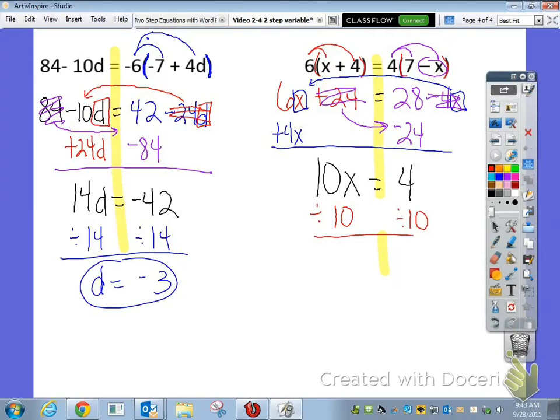And remember, you always enter from the top down. And when you enter 4 divided by 10, you're going to get 2/5. Don't be afraid to get a decimal or a fraction because not everything is a whole number.